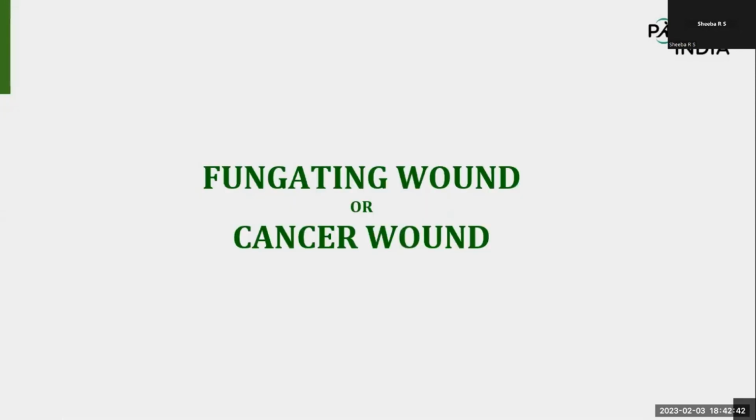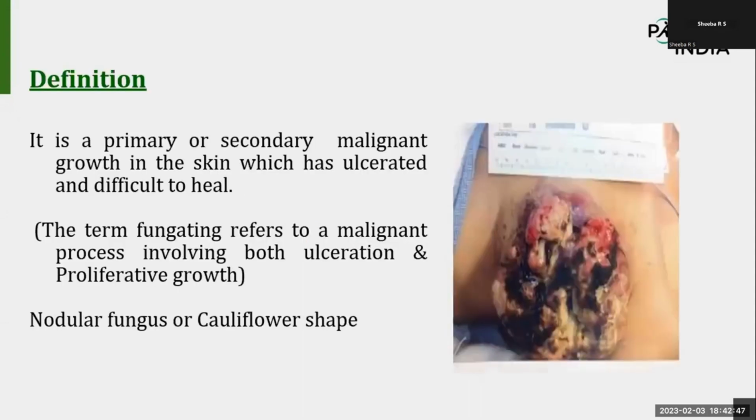So this is a cancer wound. This is a non-healing ulcer. The major difference between a pressure ulcer and a cancer wound is that a pressure wound is preventable and most of the time curable. This is not preventable and not curable. This is a non-healing ulcer. It is a primary or secondary malignant growth in the skin, which has ulcerated and is difficult to heal. The term fungating refers to a malignant process involving both ulceration and proliferative growth.